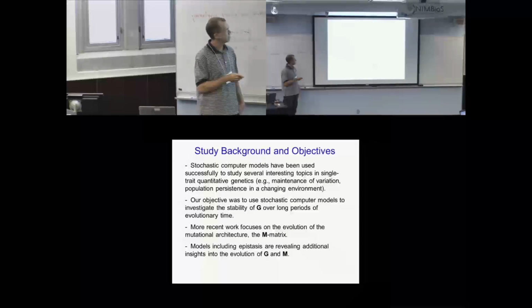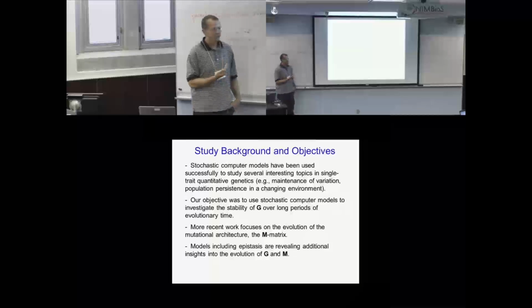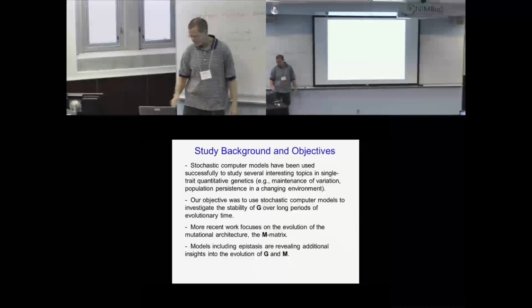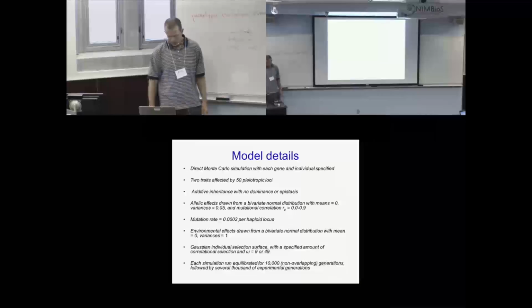And so our goal was to use individual-based models to look at the stability of G over long periods of evolution. More recently, we've become more interested in the evolution of the M matrix, which I'll talk about in a few minutes. And even more recently than that, we've gotten interested in how epistasis can affect all these different phenomena that we're talking about. And I'll talk a little bit about that at the end, right? But it gets a little bit confusing. I'll try to keep it simple.